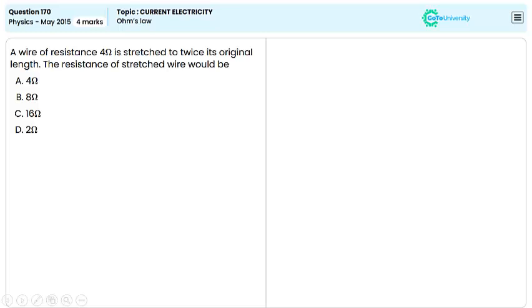So the resistance R of a wire is given by R is equal to rho L by A, where rho is the resistivity of the material, which is a constant, L is the length of the wire, and A is the cross-sectional area. If the wire is stretched to twice its original length, the new length L dash becomes L dash is equal to 2L.